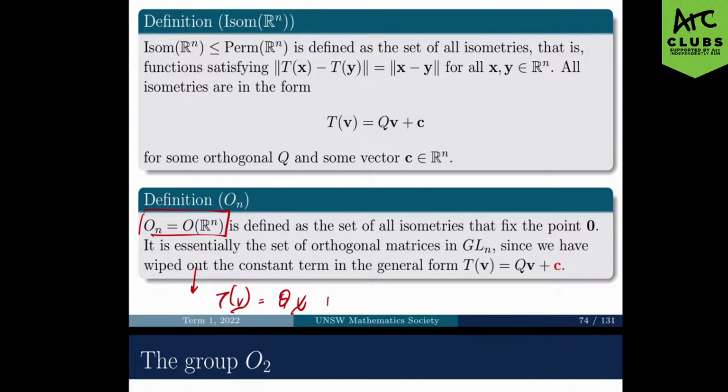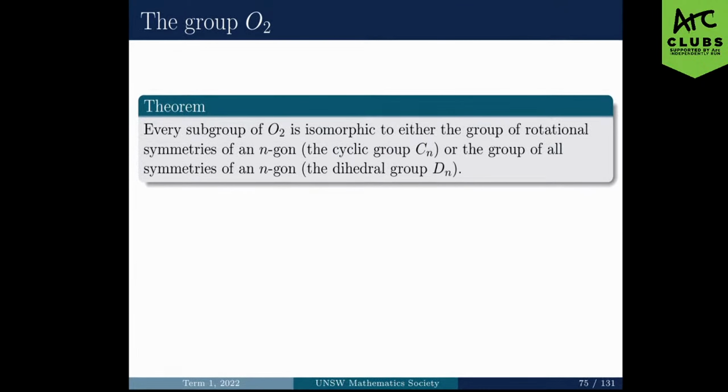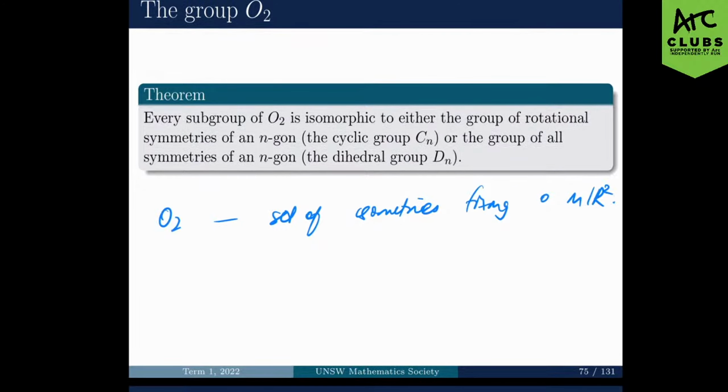Right, and the c is gone. So it's essentially a set of orthogonal matrices as well. Something interesting about O2, and remember O2 is the set of isometries fixing 0 in R2. It's a set of isometries fixing 0.